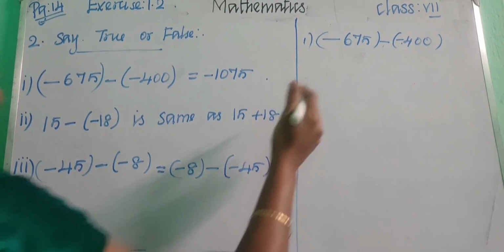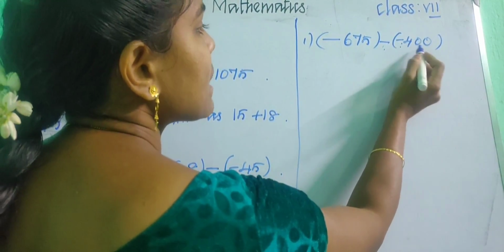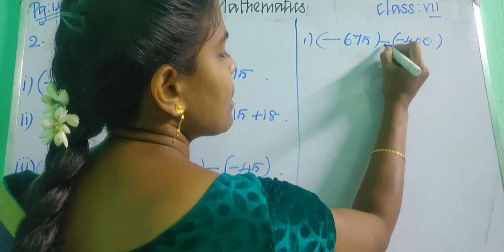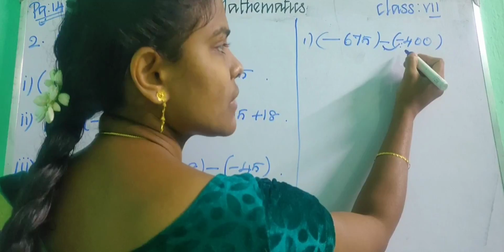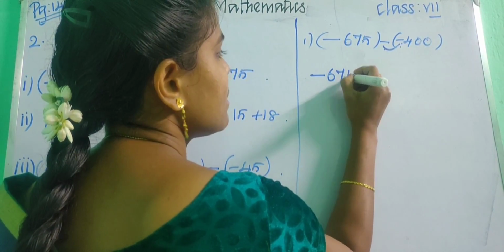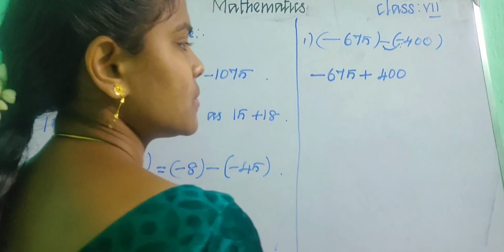Let us check the first question, minus 675 minus 400. We have two signs here, so we can multiply them: minus into minus is plus. So minus 675 plus 400.